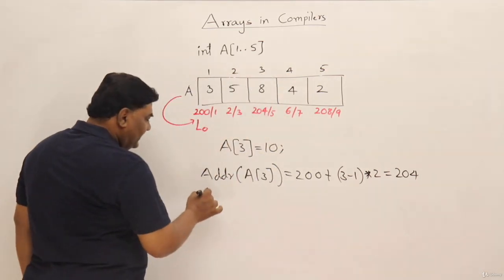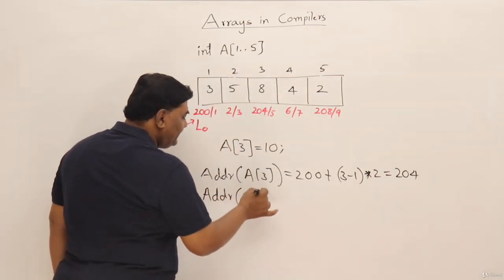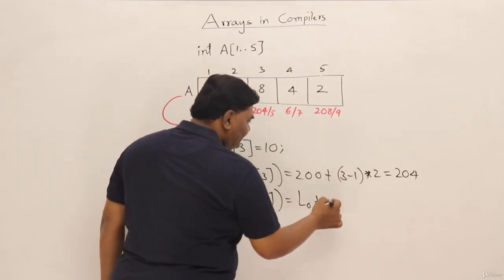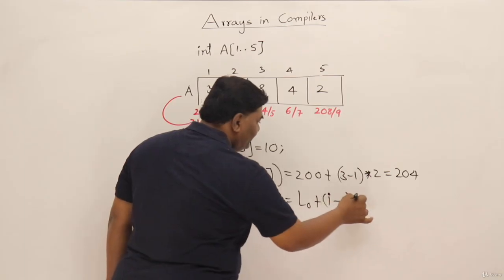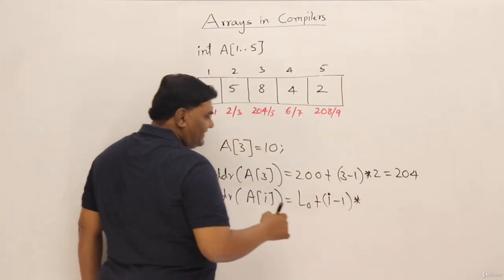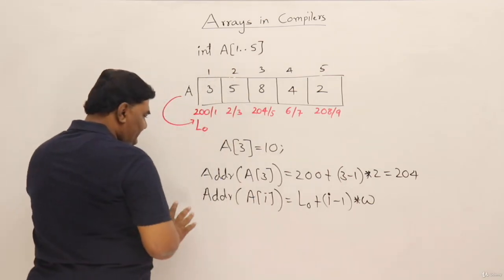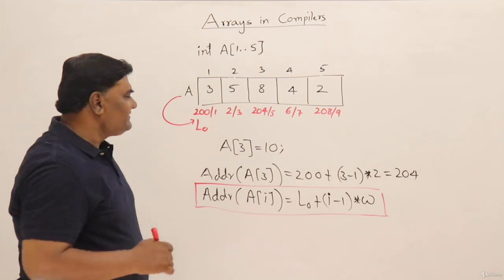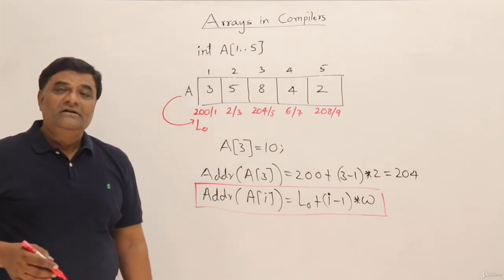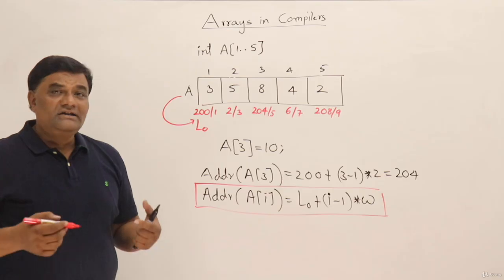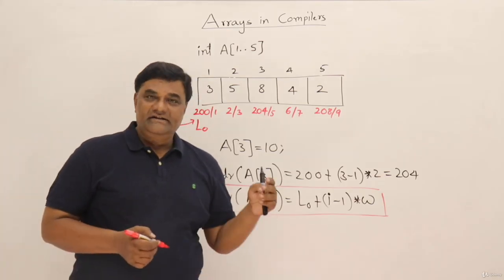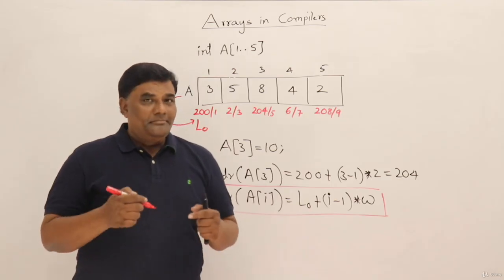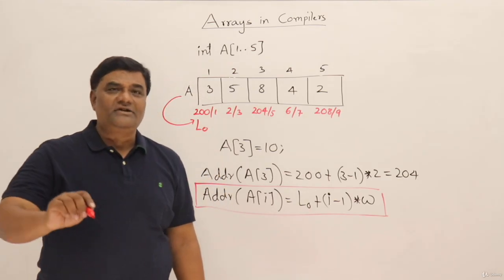So for any index, the address of A of I can be obtained by L0, this is location 0, plus index I minus 1 into W, this is the word size, that is the data type size. So this is the formula if the indices are starting from 1 onwards. This is not there in C++, but this used to be there in old languages. They used to allow array declaration from any starting index. So a programmer can have an array start from 0 also, or 1 also. But in C++, it is strictly from 0 only.